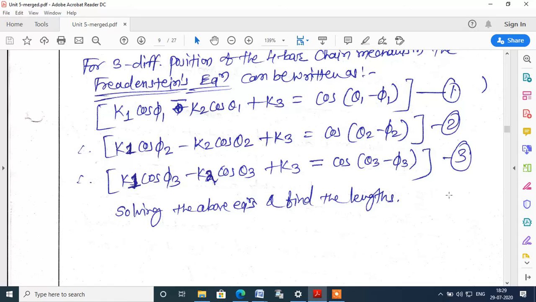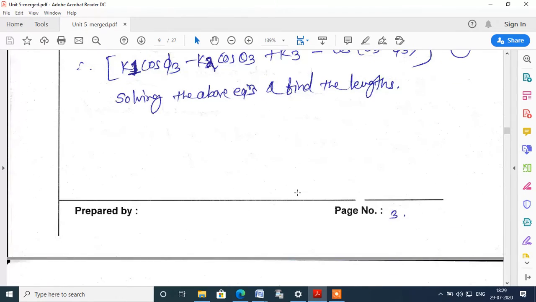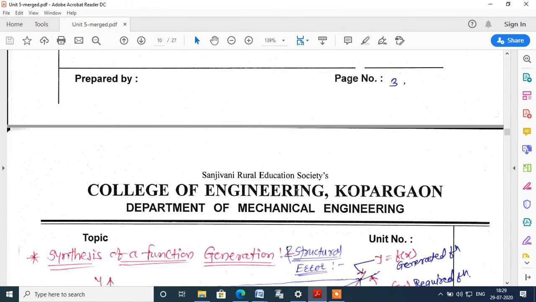If we solve these equations simultaneously, there are three equations and three unknowns. So we will get the length of each and every link, and for this one link has to be assumed, and accordingly we will get all the links. So this way we will solve the problem analytically.